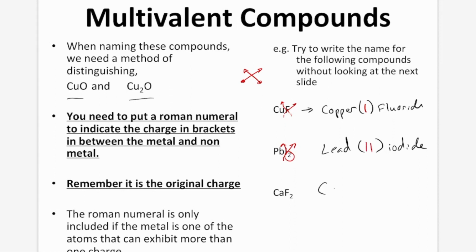And our last one, calcium fluoride. I tricked you. Because of course, calcium is not a transition metal. It's not a multivalent. It is in group 2, so we do not need to write the brackets. So it's just calcium fluoride.